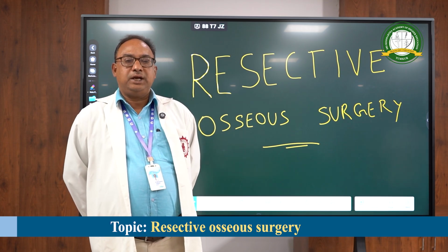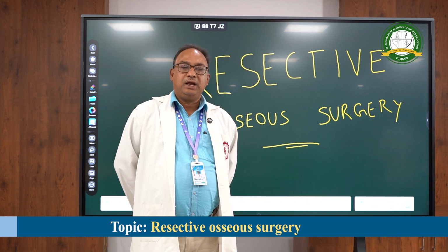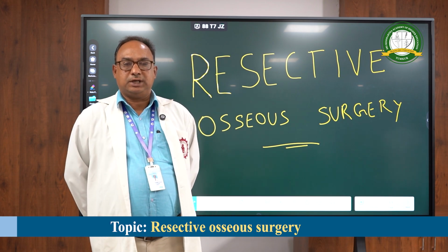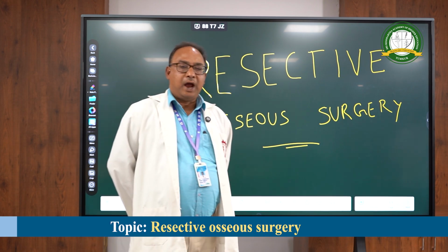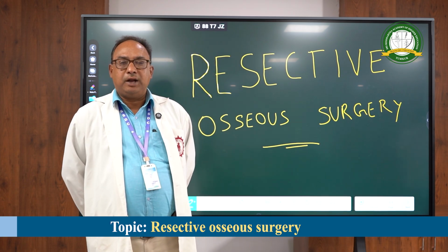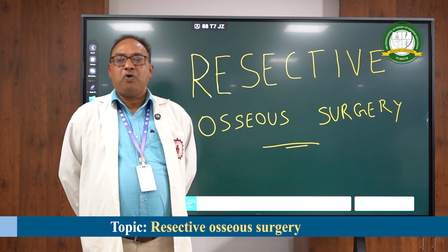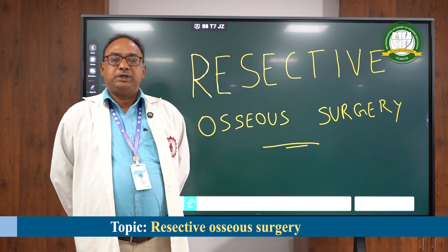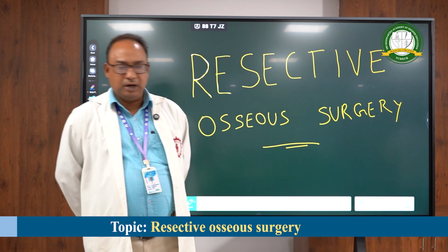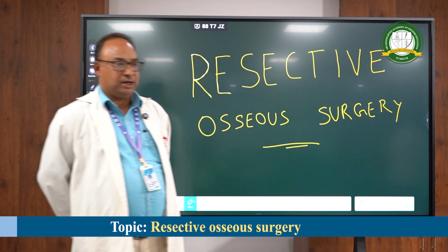Osseous surgery is basically of two types: additive or regenerative osseous surgery, and subtractive or resective osseous surgery. Additive is where we add bone to the osseous defect to correct it, whereas resective is the one where we remove the bone to create a more favorable bony architecture which does not promote plaque accumulation. Today I will be discussing resective osseous surgery.